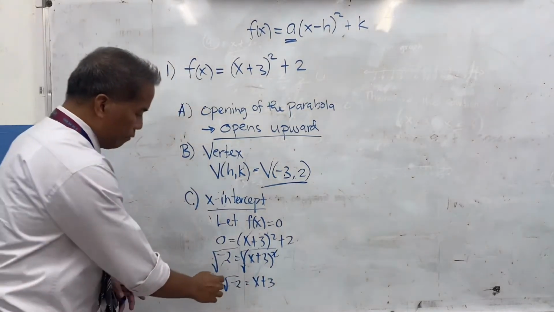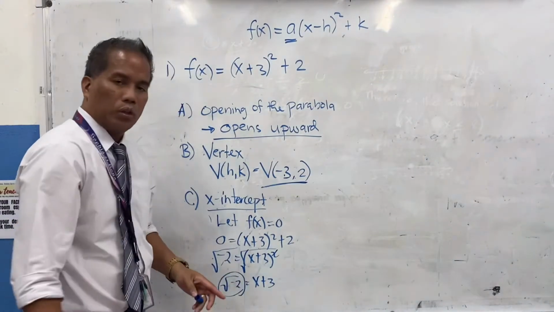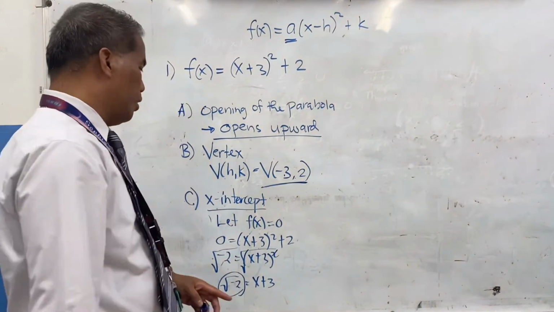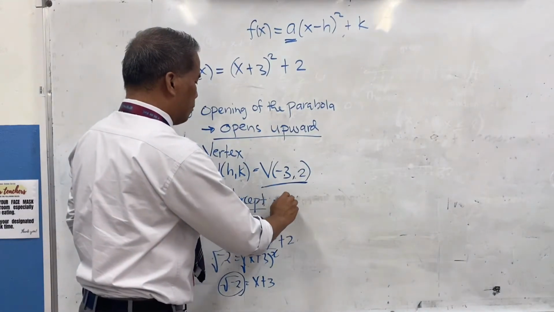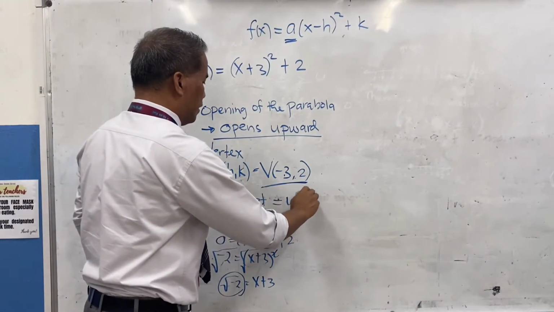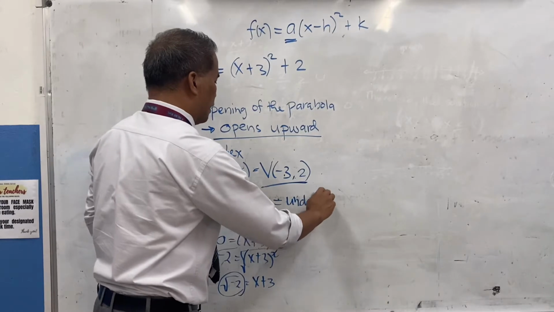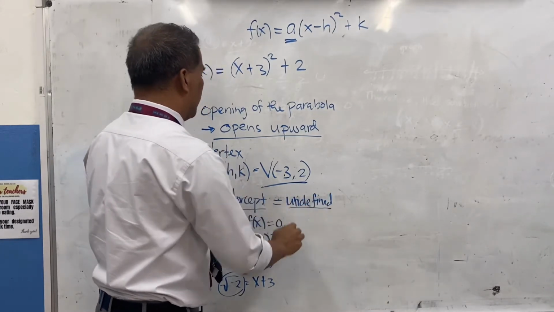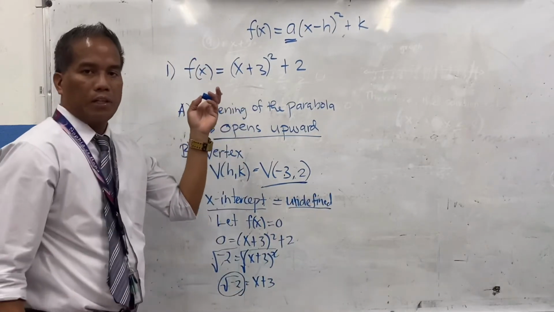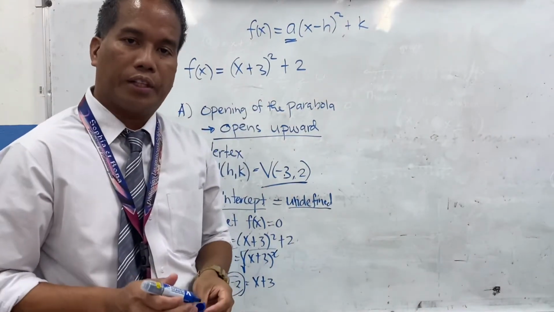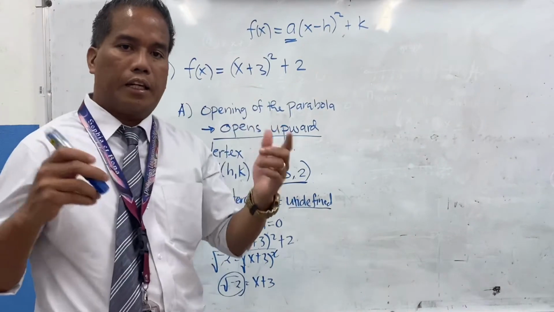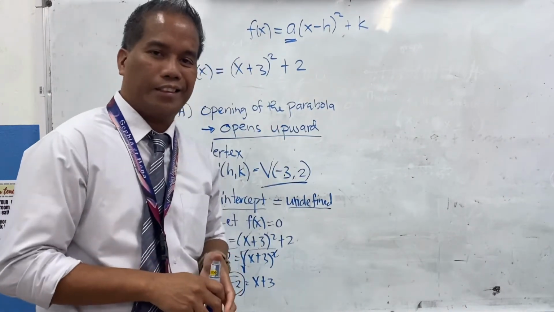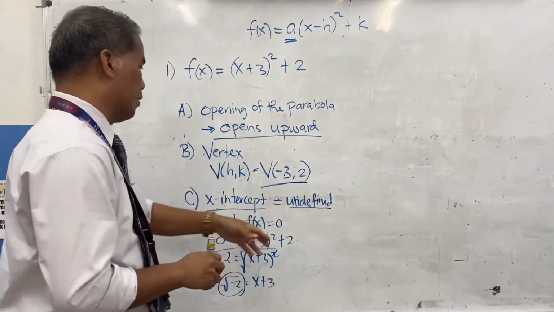Then since we have the square root here of a negative number, the x-intercept is undefined. So we cannot determine the x-intercept. In short, this quadratic function doesn't have an x-intercept. So this quadratic function will not touch the x-axis. So that's the meaning of that, because that is undefined.